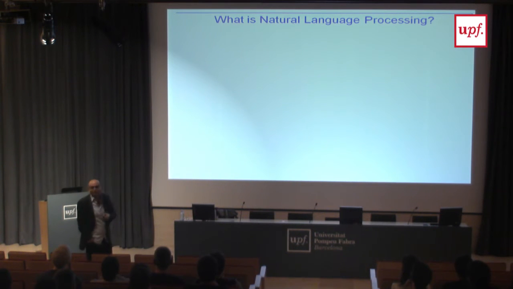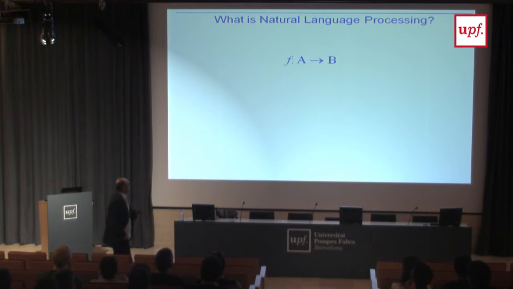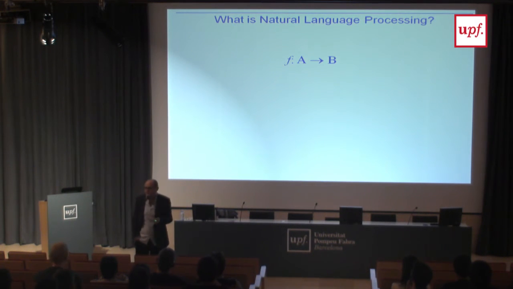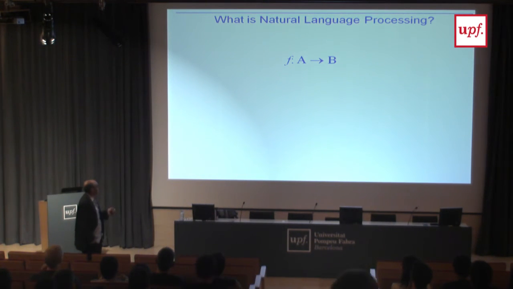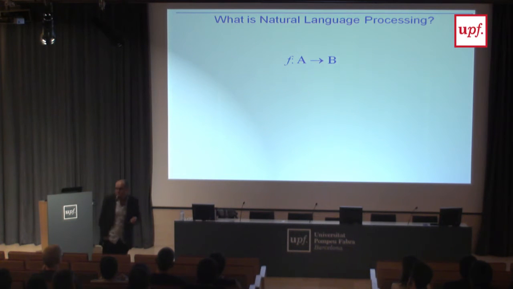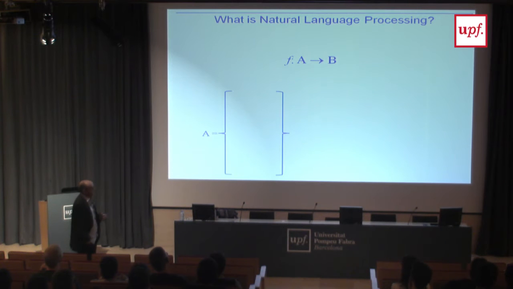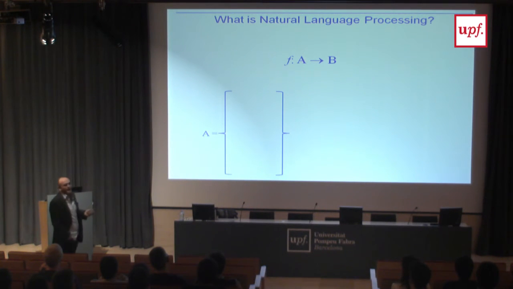Not all of you might be very familiar with natural language processing, so what is it about? At the very general level, it's a very simple thing. What we are doing is looking for the definition of a function which maps an element of the domain A to an element or a subset of elements of the codomain B. But obviously things get a little more complicated if we look into A and into B. So what can A be?